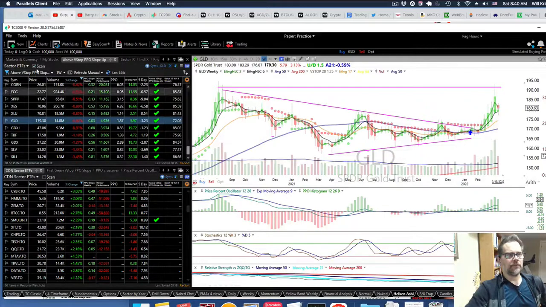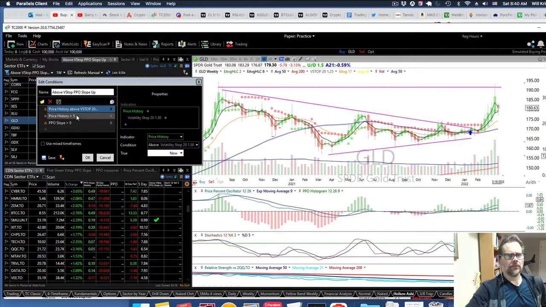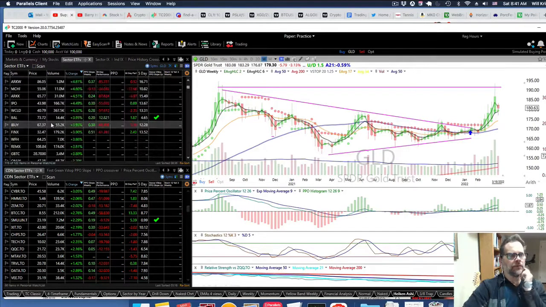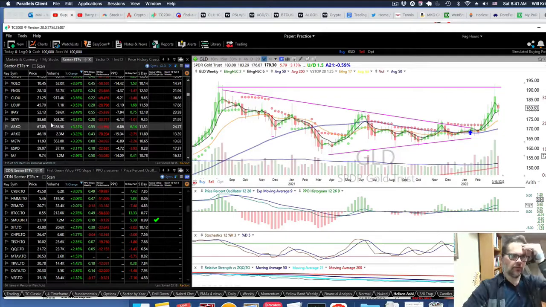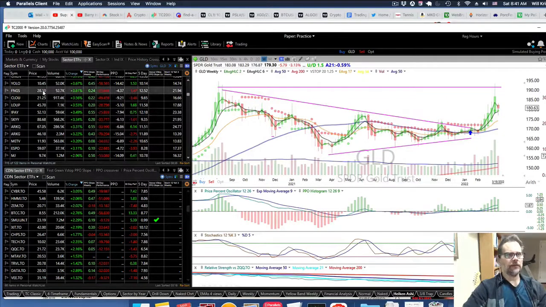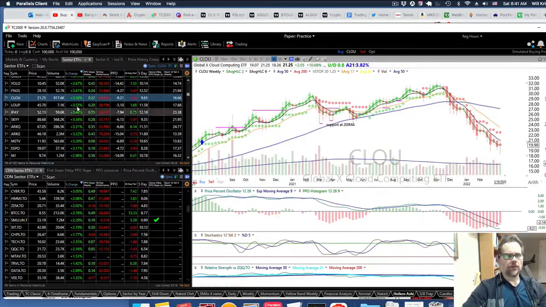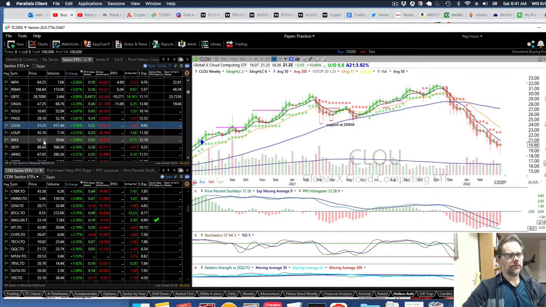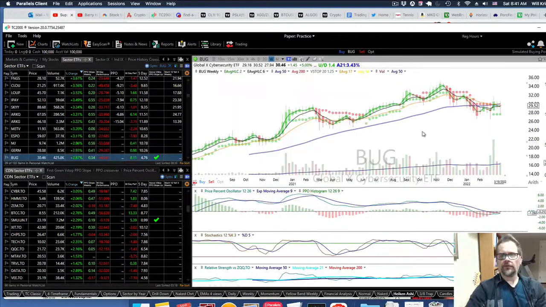So that's where my scan looks at stocks that are above the price percent oscillator, I mean above the zero line, and in an uptrend here. Above the volatility stop and an upward sloping price percent oscillator. But if you turn that off, there are so many tech things that did well this week, and I want to keep an eye on getting back in on those when that establishes. A couple of tech things that didn't pull back as much with this downtrend was BUG, which is cybersecurity.